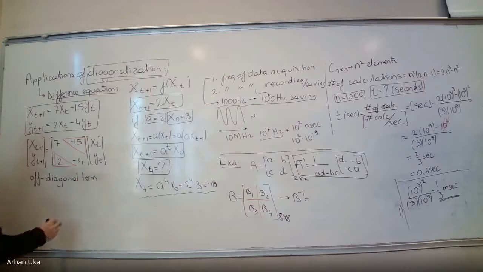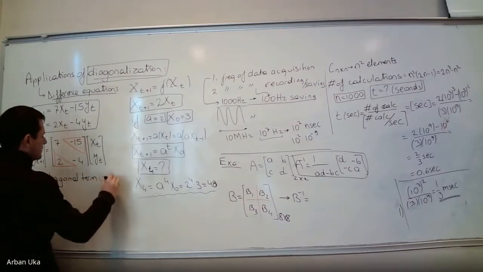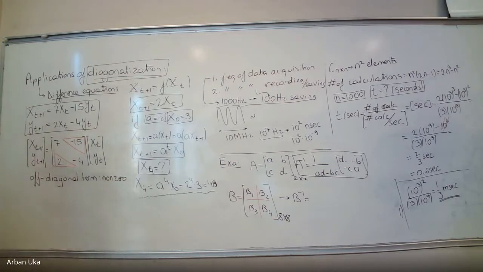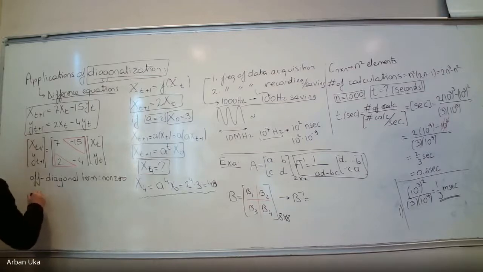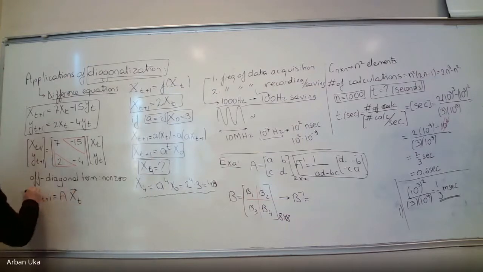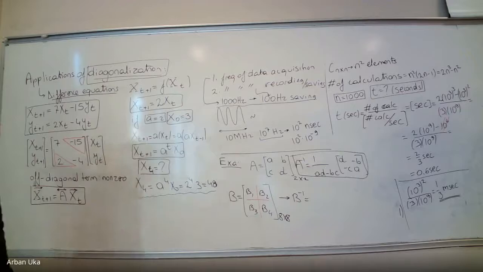Off-diagonal terms, and they are non-zero. If they are non-zero, let's try to diagonalize them. Then, in principle, it looks like, let's assume that this is a capital X t plus 1. Apparently, this is equal to a matrix A times capital X t. Okay, vector, vector, matrix. So this is the equation that we are going to deal with.